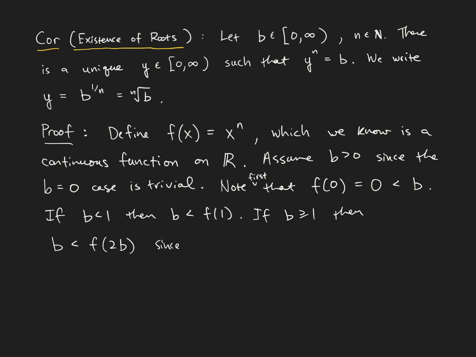since f of 2b equals 2 to the n times b to the n, and when b is bigger than or equal to 1, b to the n is bigger than or equal to b, right? So this is bigger than or equal to 2 to the n times b, and that's bigger than or equal to, right, 2 times b, which is bigger than b.